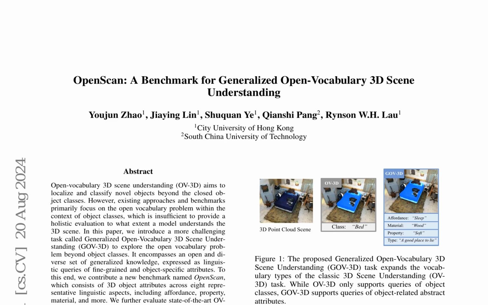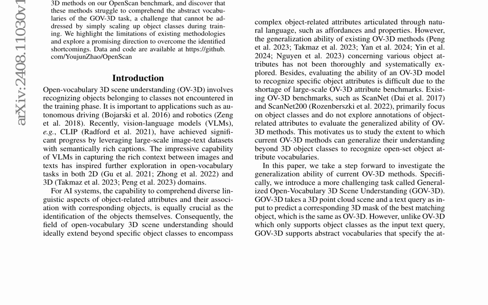To facilitate this evaluation, the authors propose a new benchmark named OpenScan, which is constructed based on the ScanNet 200 dataset and includes annotations for 8 linguistic aspects of object-related attributes such as affordance, property, type, manner, synonyms, requirement, element, and material. The proposed OpenScan benchmark allows for a comprehensive evaluation of existing OV3D models, enabling a quantitative assessment of their generalization capabilities in understanding abstract object attributes.